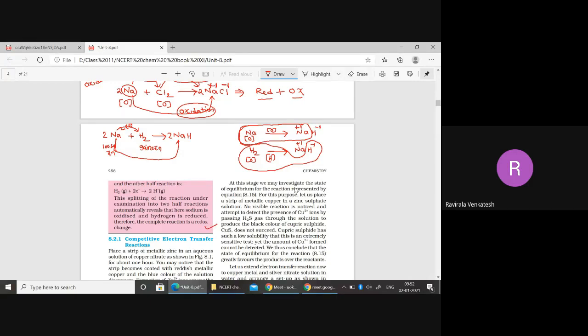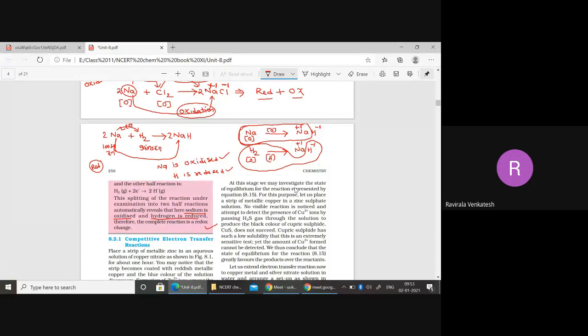Because in this case sodium is oxidized, right? And hydrogen is reduced, correct or not? Because sodium undergoes oxidation, therefore it is oxidized. Hydrogen is undergoing reduction, therefore it is reduced. So in a redox reaction, one substance is oxidized and the other is reduced, therefore it is called a redox reaction. Sodium is oxidized, hydrogen is reduced.